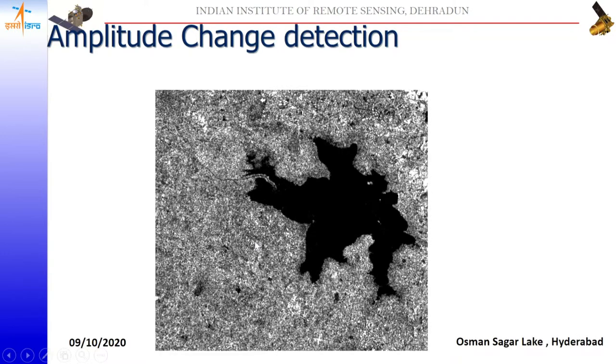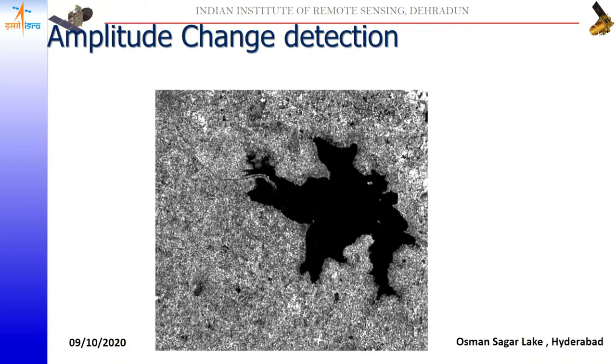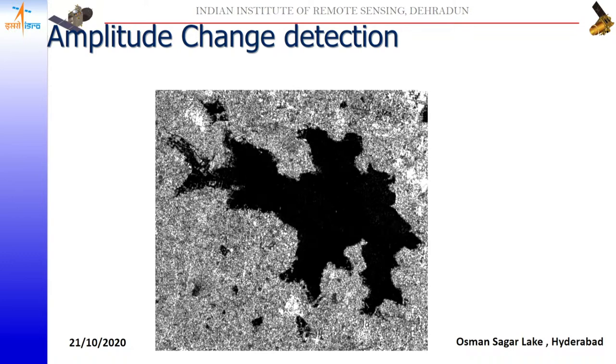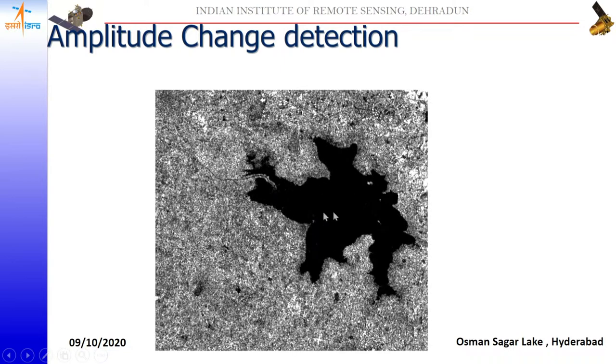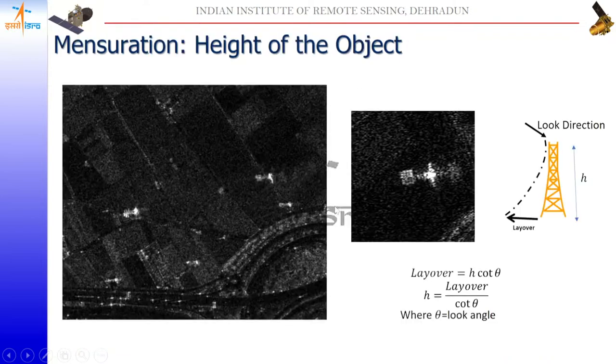So we can do change detection also. You can see this is an old image of Hyderabad around 2020. It is a flood time. This is 9th October 2020, and this is 21st October 2020, Osman Sagar in Hyderabad. We can detect how much change has happened in the lake, and if we are able to do water body extraction, we can extract the water body from here and from here, and do the comparative analysis.